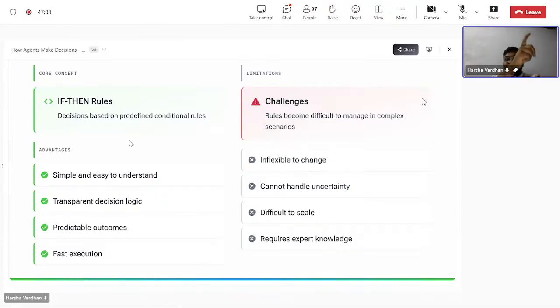If one, then two; if two, then five. You are getting a new constraint called three. So for the third constraint, our agent is not ready. And you can't really make an if-then agent with more than two constraints. So for those things, you'll have to adapt to some different rule. So if-then rule based decisions are inflexible to change.